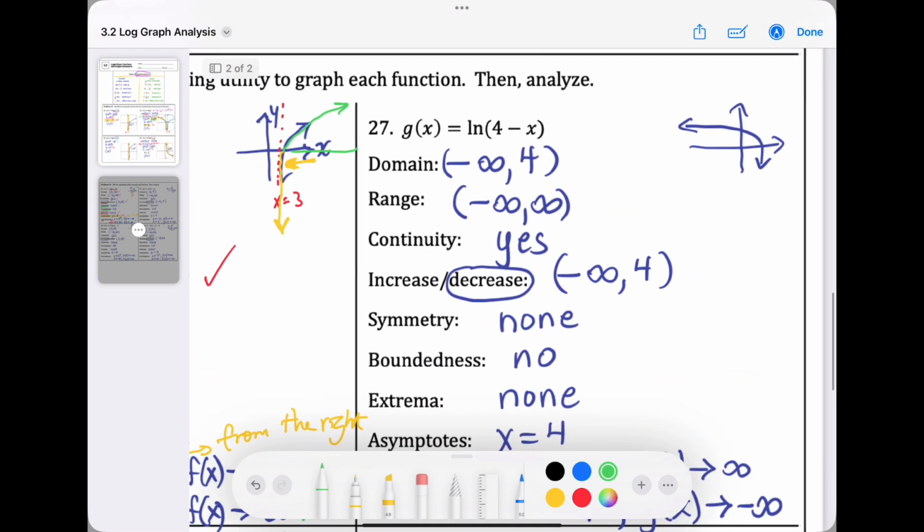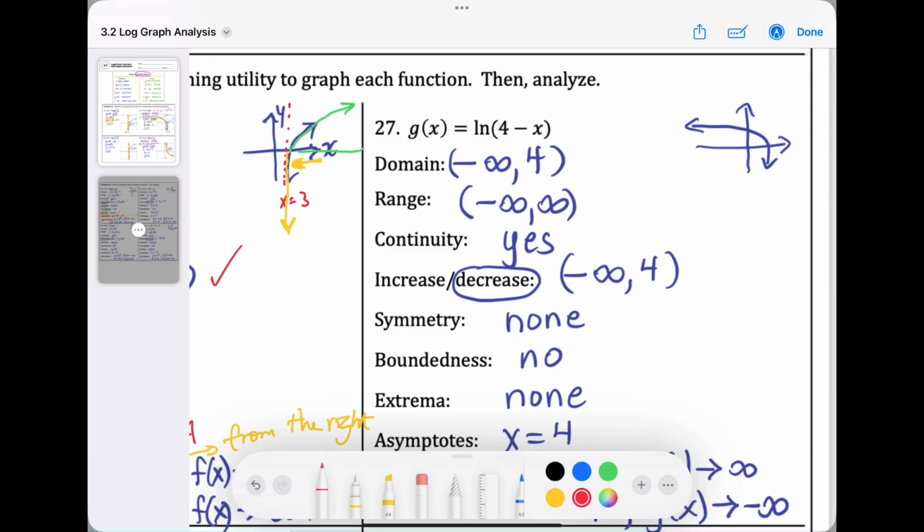All right, so the next one, as you can see here, once again, you are going to activate your eagle eye. Do I see anything change if I rewrite this? Natural log is e, but remember what we're talking about. The x had to come first, so that will be minus x plus 4.